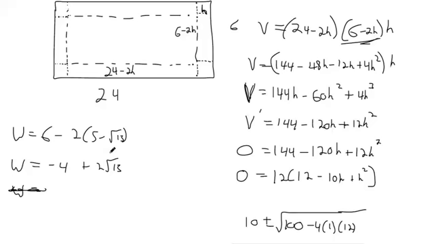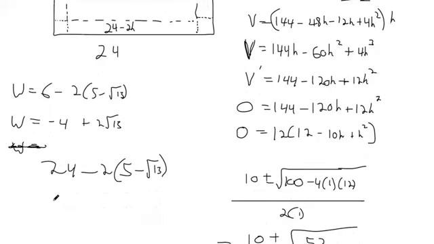That's our width. And then our length is 24 minus 2h. Again, you would just plug in what we found to be the maximum. So 24 minus 10, and negative times negative makes a positive. So there is our length.